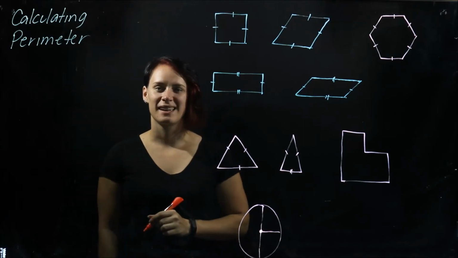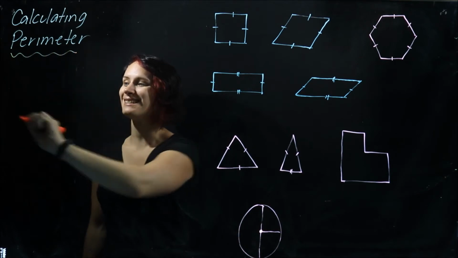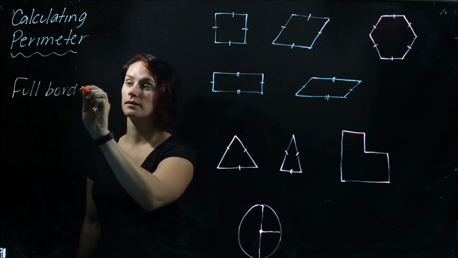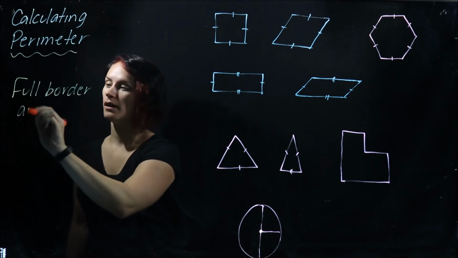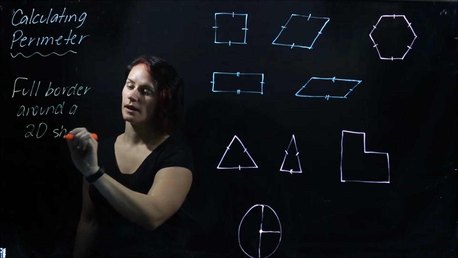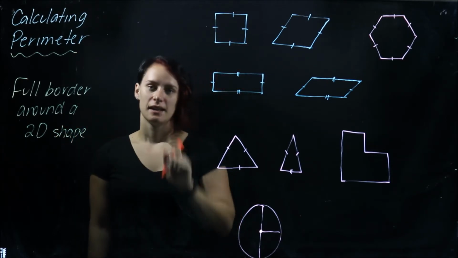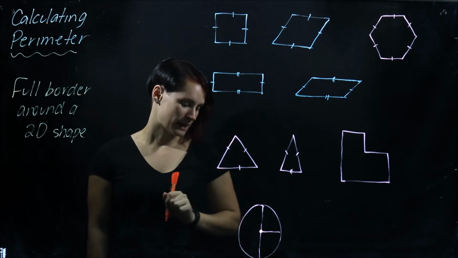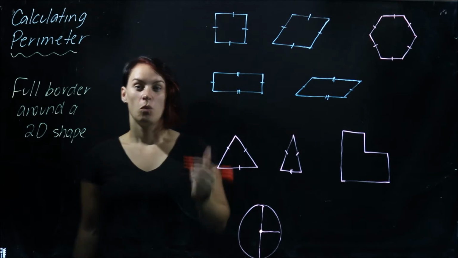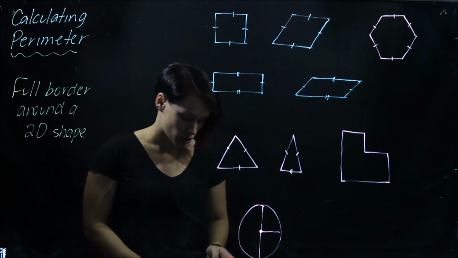Alright, in this lesson we're looking at calculating perimeter of 2D shapes. Now we need to remember what perimeter is, and that is the full border, the full length of the border around a 2D shape. Remembering that 2D is just this one plane here, and you can go in two different directions there, which makes it 2D. We have a heap of different shapes here, and what we need to know is what they are for a start, and then exactly what to do with them.